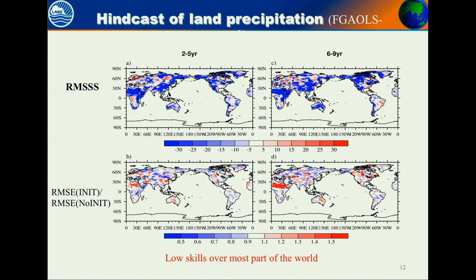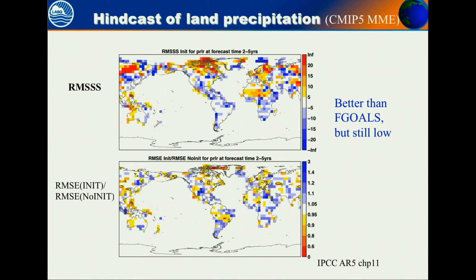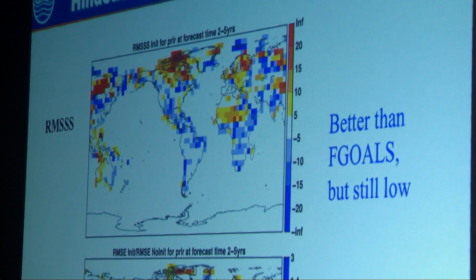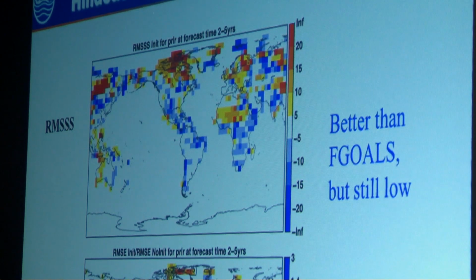The second is the skill for the land precipitation. You can find, different to the surface air temperature, the skill over land is pretty low. Here, I also show the result of the multimodel ensemble of CMIP5. You can find the skill is better than FGOALS, especially over the higher latitudes. But in comparison to the surface air temperature, the skill in precipitation is pretty low.